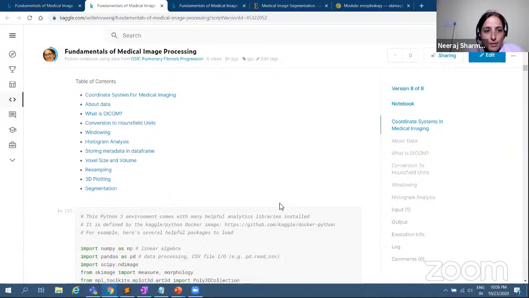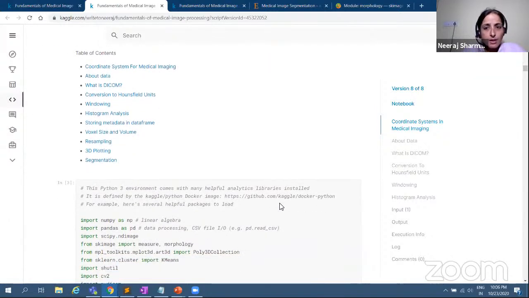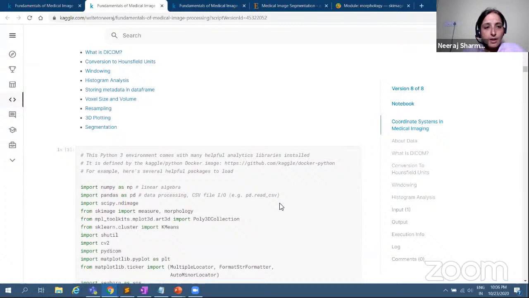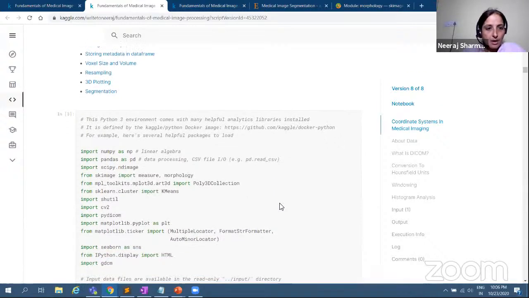Then we will talk about windowing. Then we will talk about histogram analysis, as I mentioned in the agenda also. Then we will see how to store the whole metadata available with the DICOM images in the data frame. Then we will talk about the voxel size and volume, and definitely we will talk about what a voxel is. Then we will talk about resampling, then 3D plotting, how to plot the whole scan as a 3D. And then a very important point is the segmentation. That will be the last point to cover.